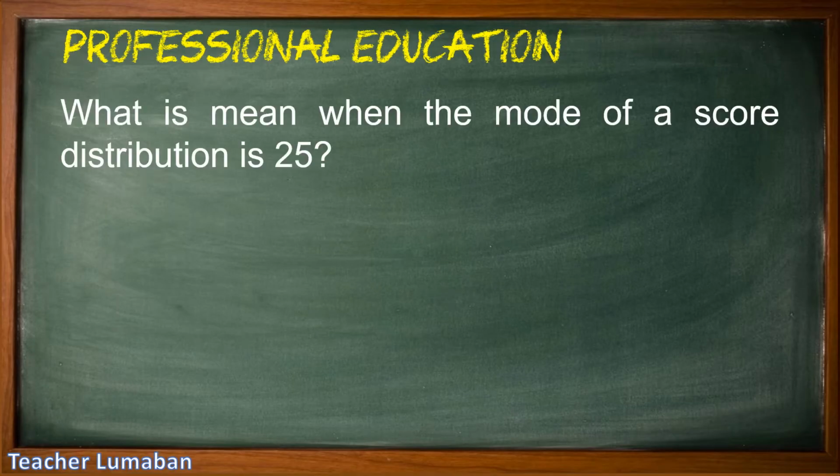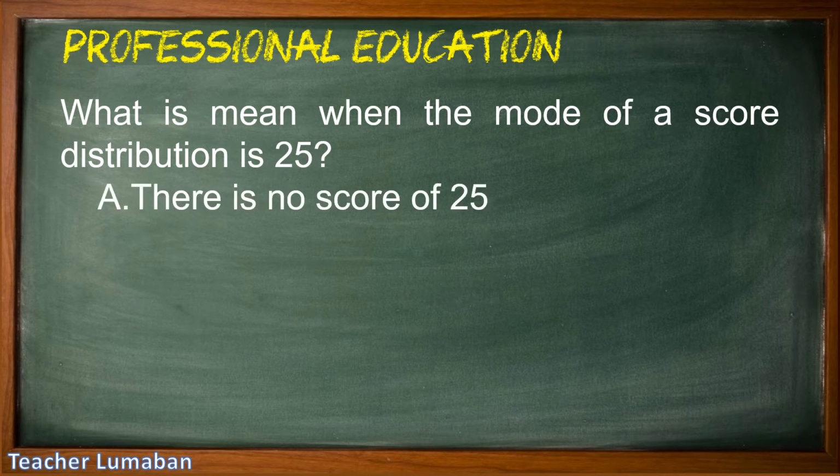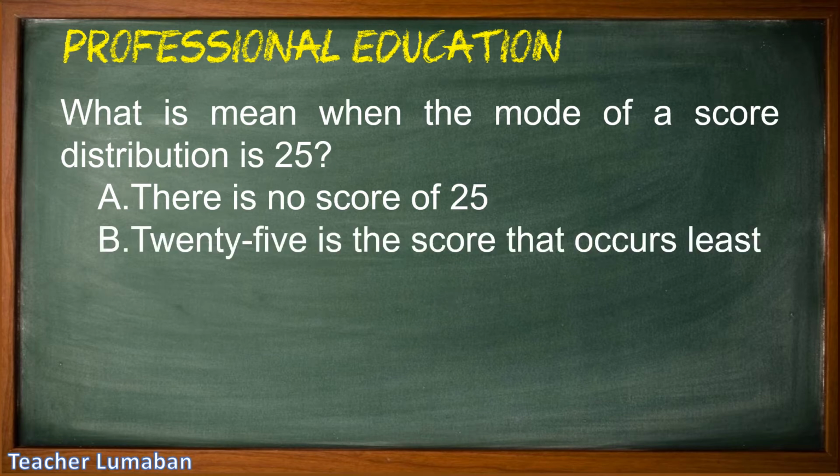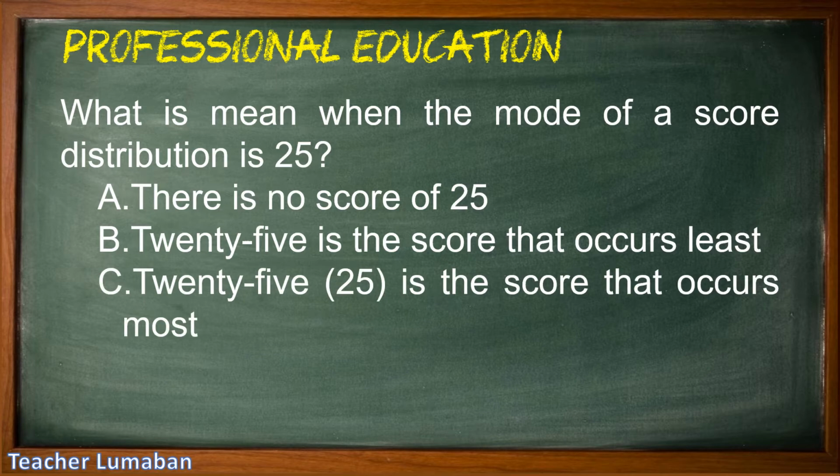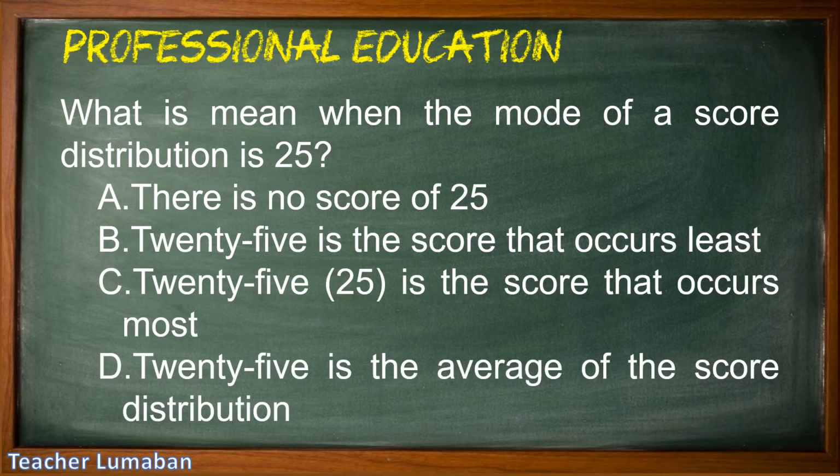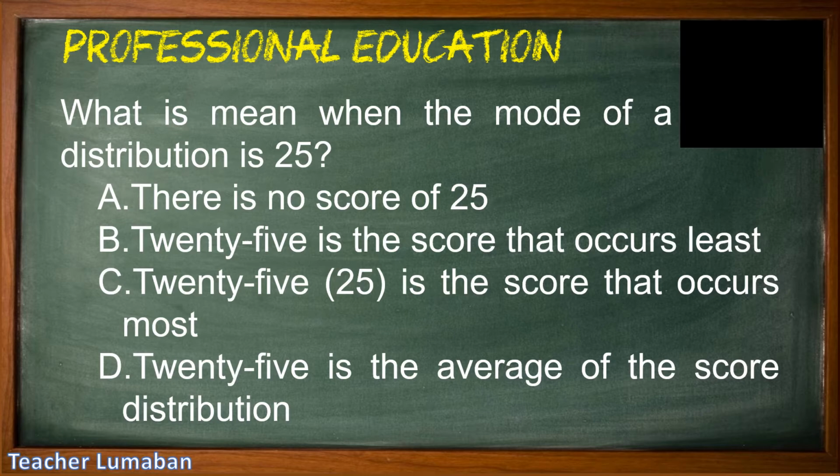What is meant when the mode of a score distribution is 25? Letter A. There is no score of 25. Letter B. 25 is the score that occurs least. Letter C. 25 is the score that occurs most. Letter D. 25 is the average of the score distribution. Choose the suitable answer to the following choices in 5 seconds.